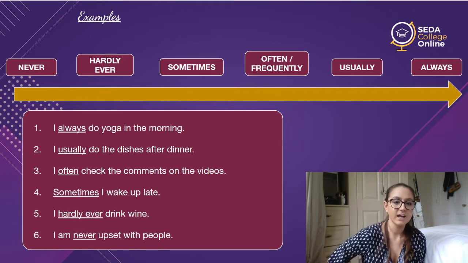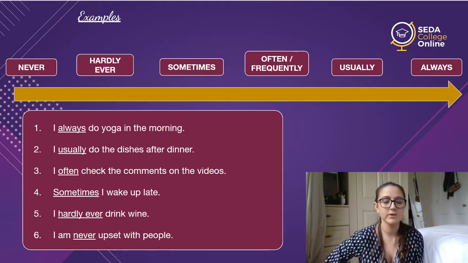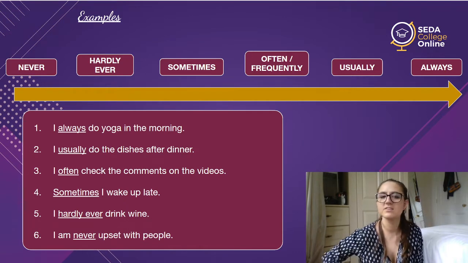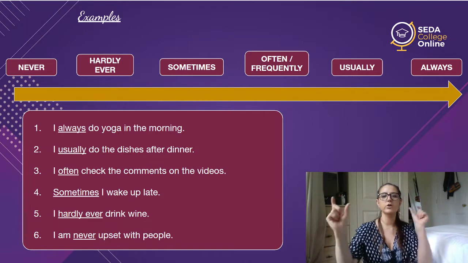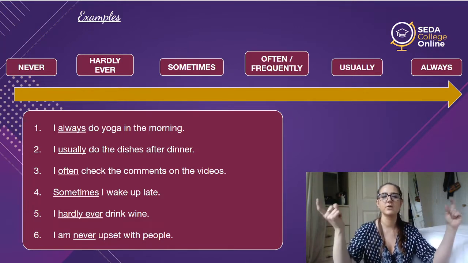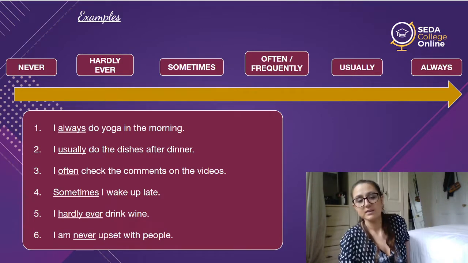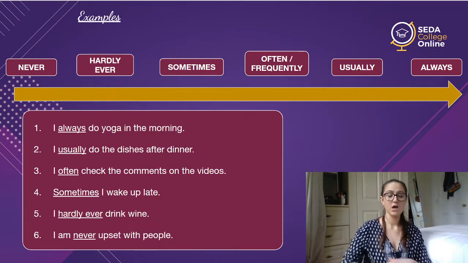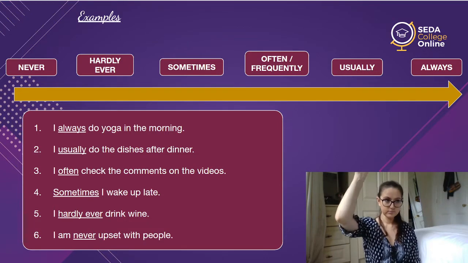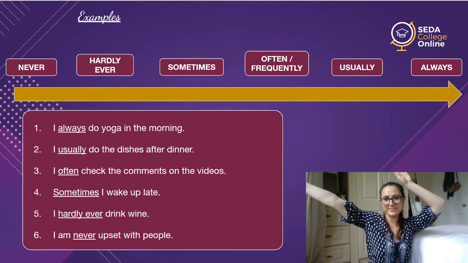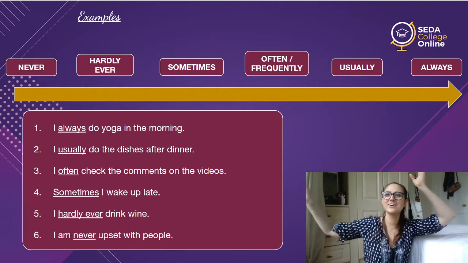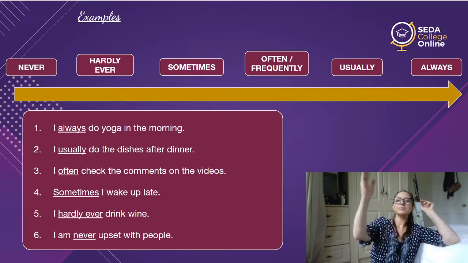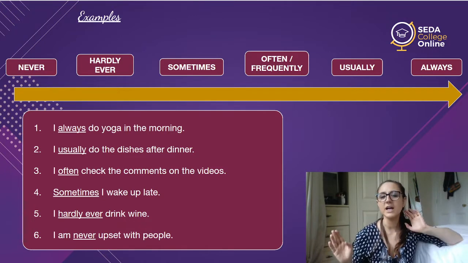Number 4, sometimes I wake up late. You can also say I wake up late sometimes. Sometimes is something that can go in the front or at the end of the sentence, depending how you want to say something. So sometimes is not always, and it's not never. It's in the middle of it.